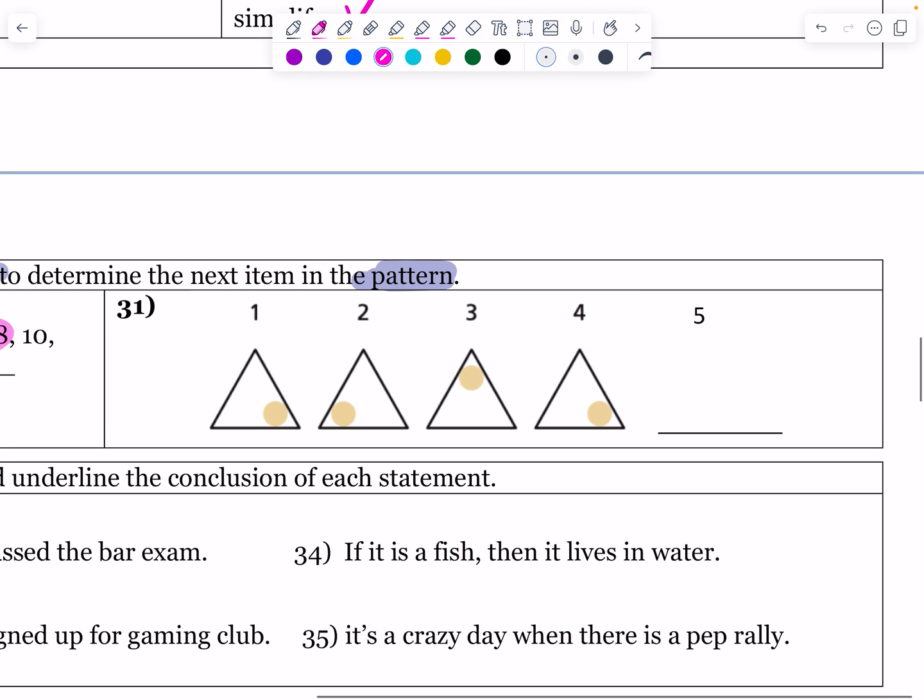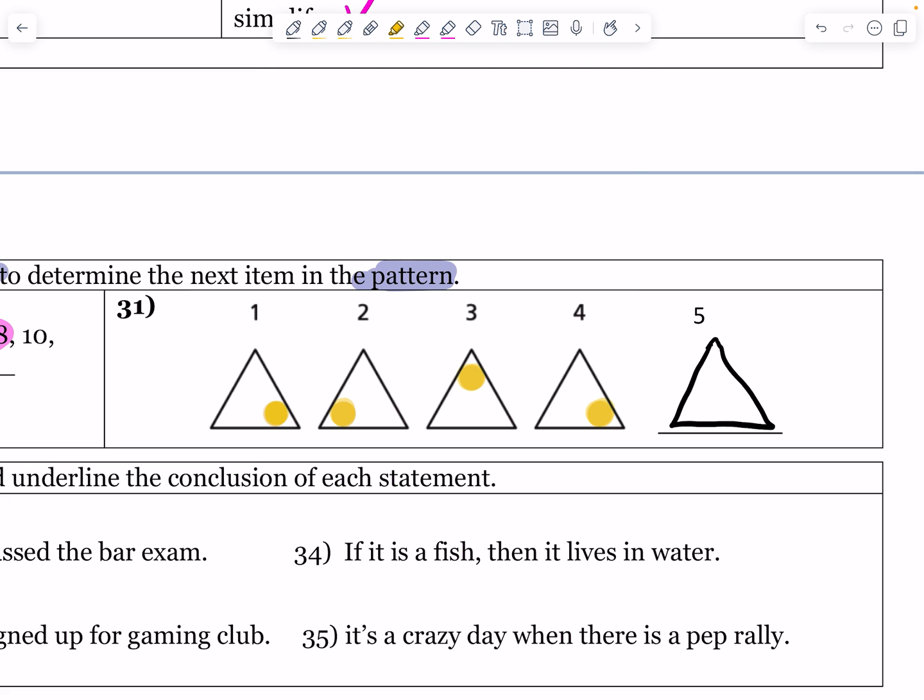Number 31 is our triangles. Think back to the day we did this, our triangles. So if on your study guide these dots aren't super visible, please darken those for me. And so these are all triangles. And we're looking at this pattern. We're trying to see where the ball will go next. So it's bottom right, bottom left, top. Bottom right, if we continue in that same clockwise pattern, where will it go?